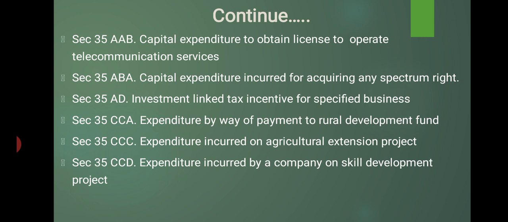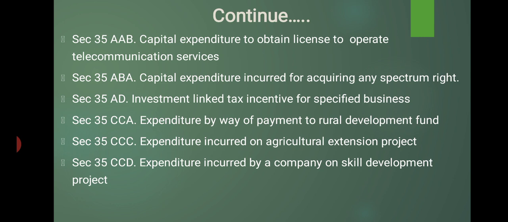The next important deduction is section 35AD, investment linked tax incentive for specified businesses. This section is inserted to provide for an investment linked tax incentive. 100% of capital expenditure incurred wholly and exclusively for the purpose of a specified business carried out by an assessee is deductible in the previous year in which the expenditure is incurred. The next deduction is capital expenditure on scientific research. We already discussed all these things. Any assessee who incurs capital expenditure on scientific research related to the business is allowed a deduction in full for the relevant previous year.